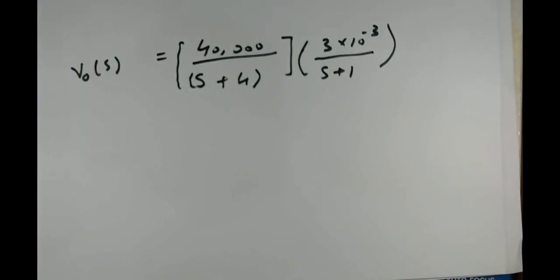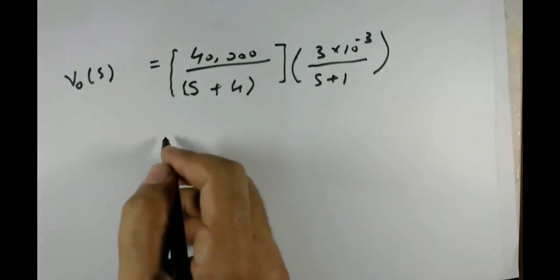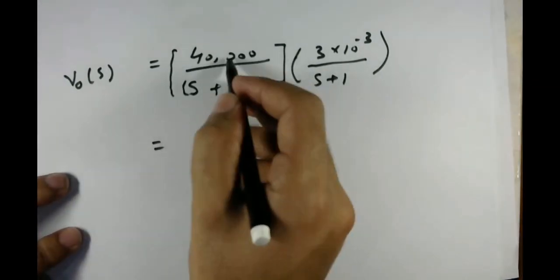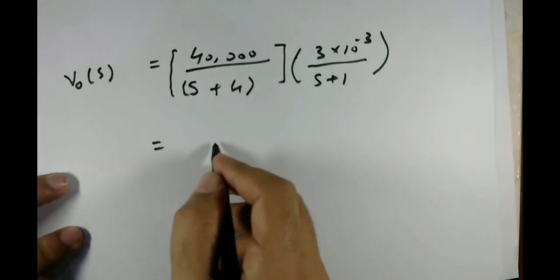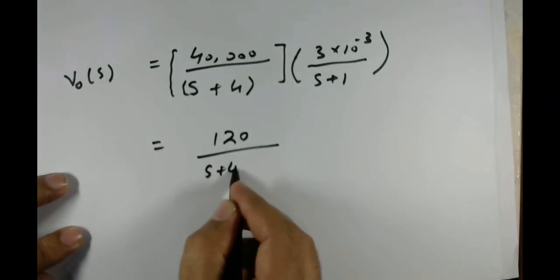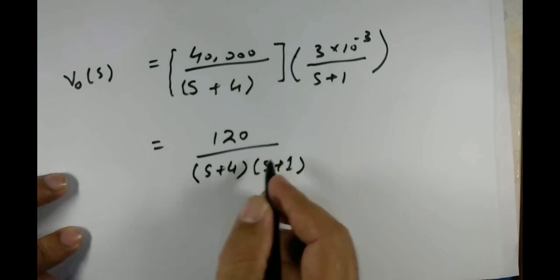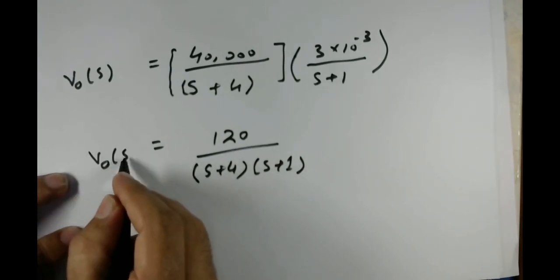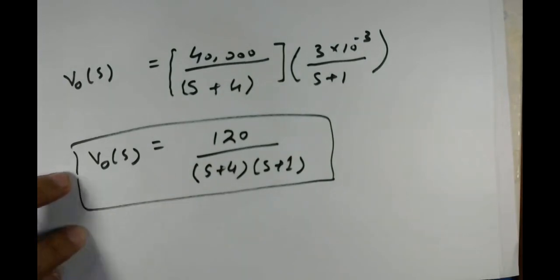Now you just need to multiply these equations together. So if I multiply this thing with this thing, I think you will get 120 divided by S plus 4 into S plus 1. Okay, this is V out of S. This is your desired result, but in the S domain.